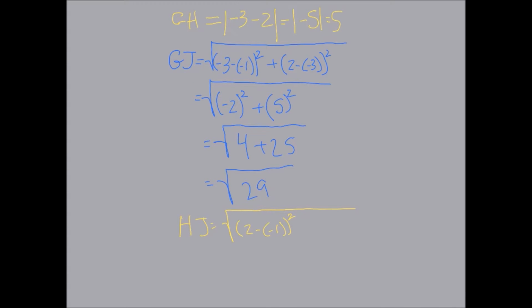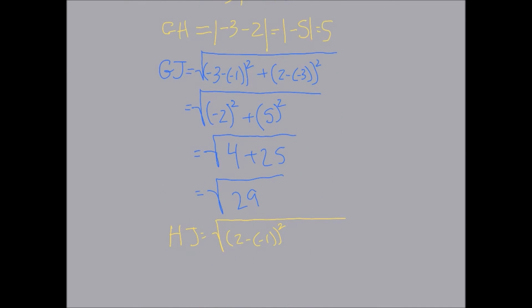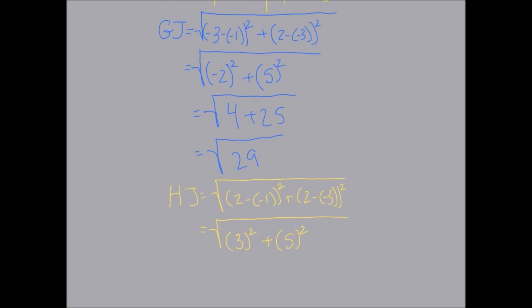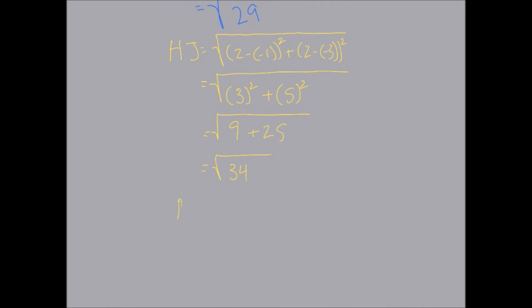So we get square root of 29 for GJ, and we get, let's see, for HJ, 2 minus negative 1 is going to be 3 squared, and 2 minus negative 3 is 5 squared. 3 squared is 9, 5 squared is 25. Remember, anytime you square a number, you always get a positive answer, regardless of whether it's a negative number or a positive number.